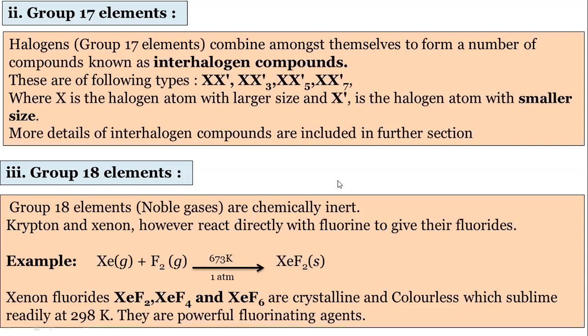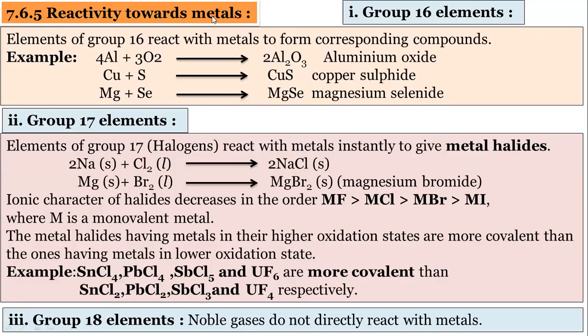Now, the next part is reactivity towards metals. First, we will discuss the reactivity of group 16 elements towards metals. Group 16 elements, the oxygen family, react with metals. Some examples are given here. Elements of group 16 react with metals to form these compounds.